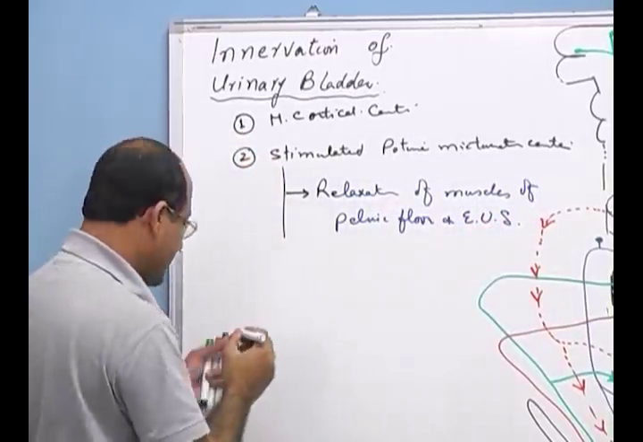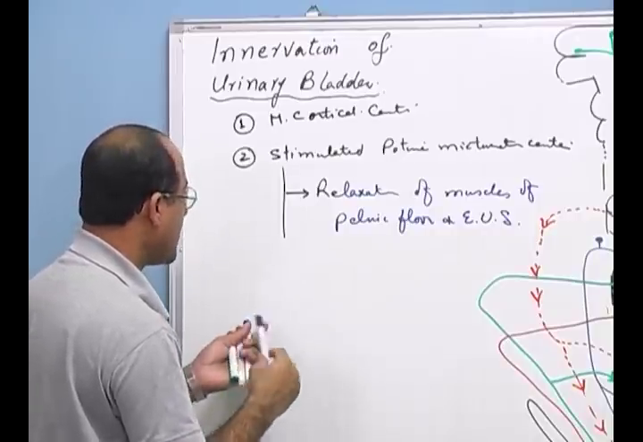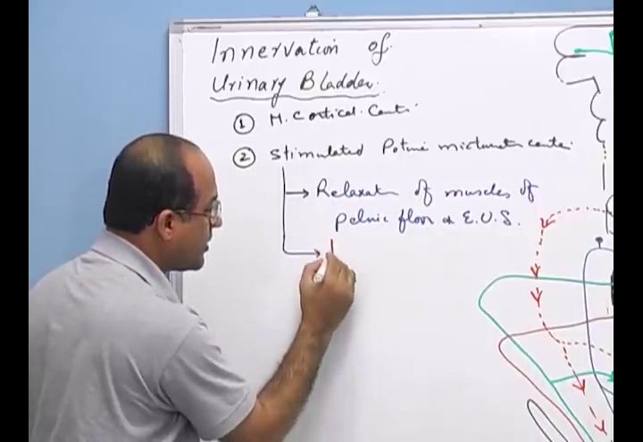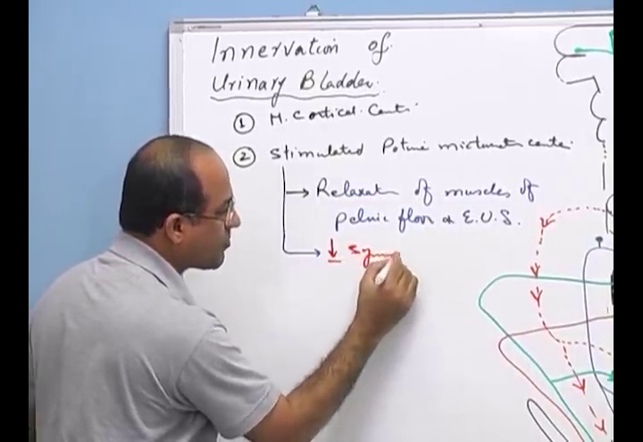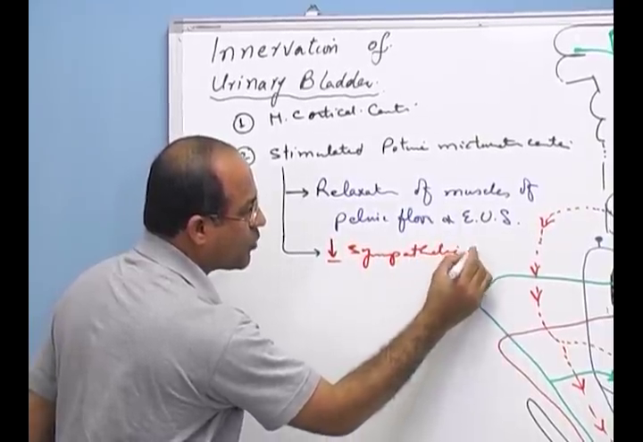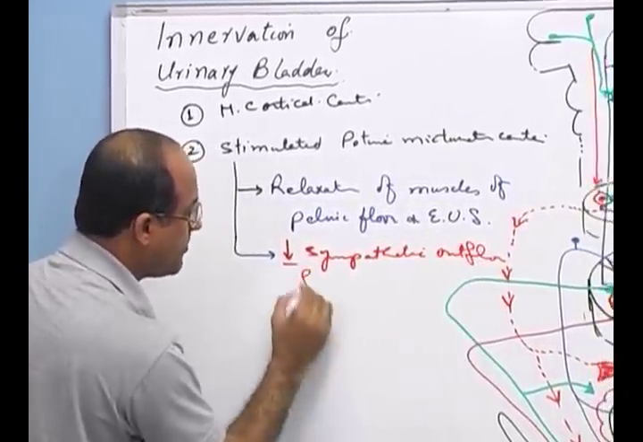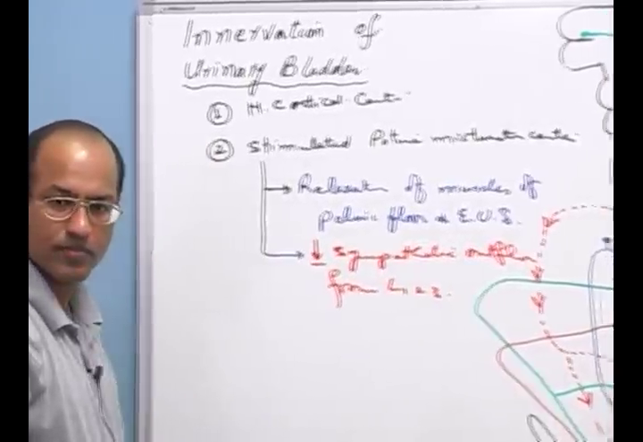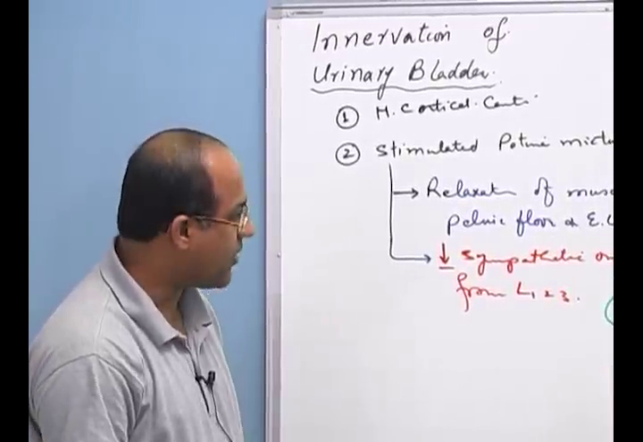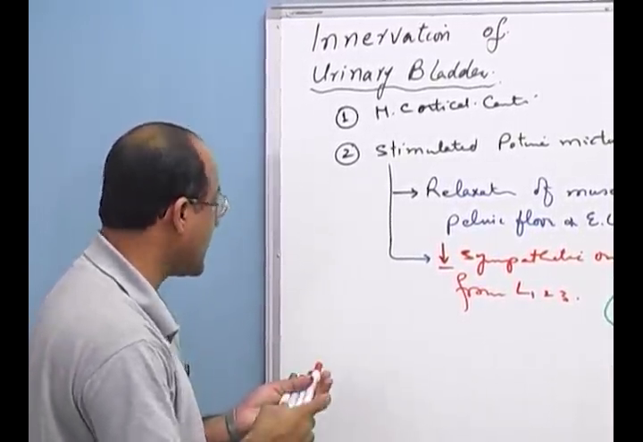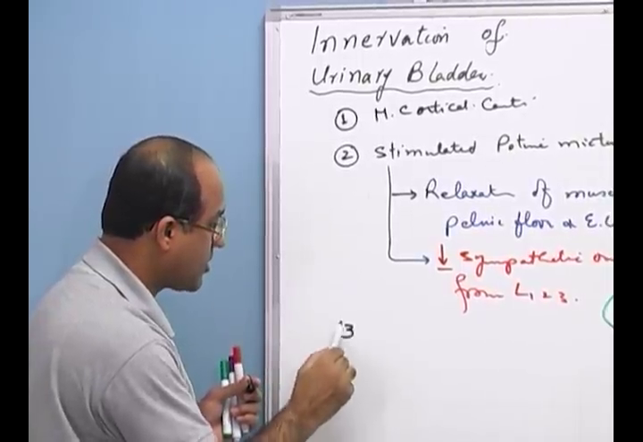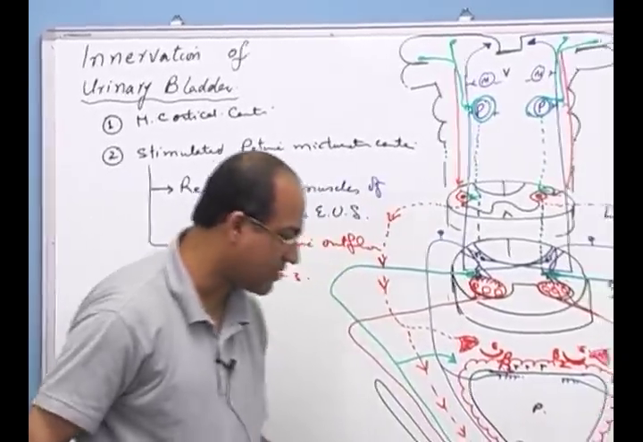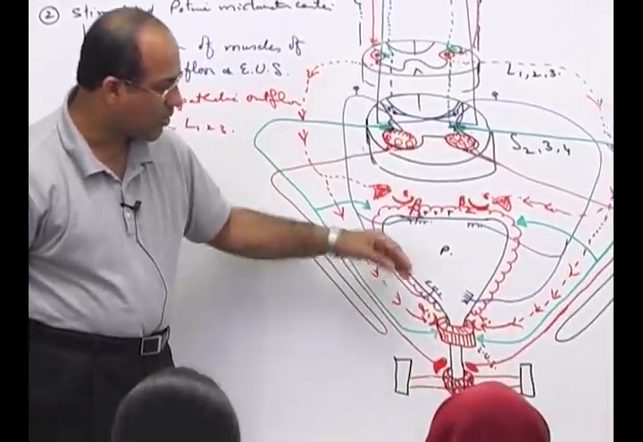Now, at the same time, it inhibits, yes, what's there? Inhibition of sympathetic outflow from which area? L1, 2, 3. Is that right? Now, after that, what really happens? You know, as soon as pelvic floor muscles will relax and external sphincter will relax, what really happens?